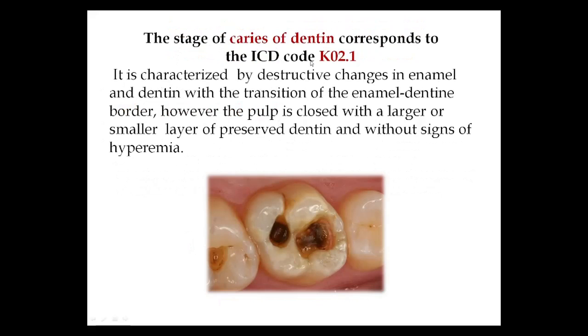Next, caries of dentin, K02.1. The code for caries of dentin is K02.1. It's characterized by destructive changes in enamel and also dentin, with the transition to the enamel-dentin border. However, the pulp is closed with a larger or smaller layer of preserved dentin and without signs of hyperemia. So changes in enamel and in dentin, but the pulp is not involved in the process of inflammation, without changes in the pulp.